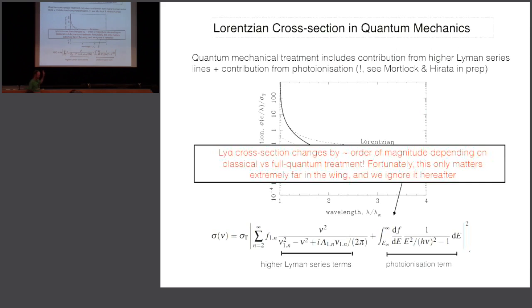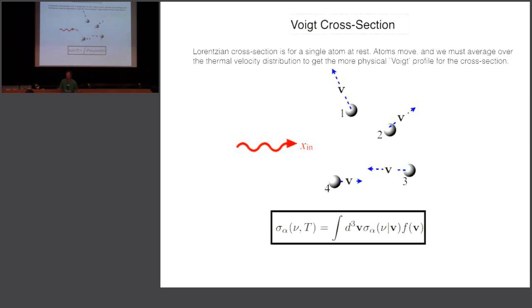I don't have a complete list of references here, but it is remarkable that there are still papers being published on this shape of the cross-section. And just to go to the final thing, the Voigt cross-section.